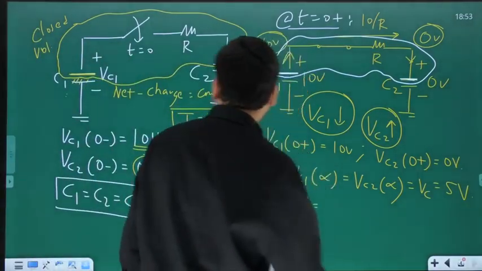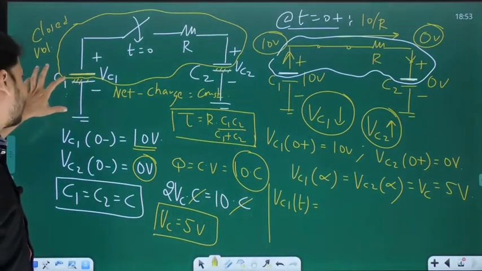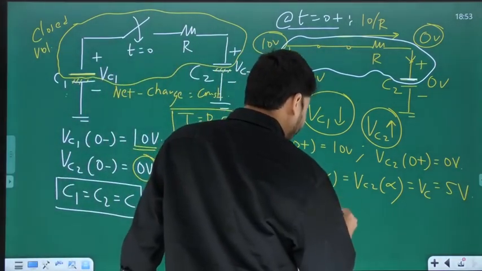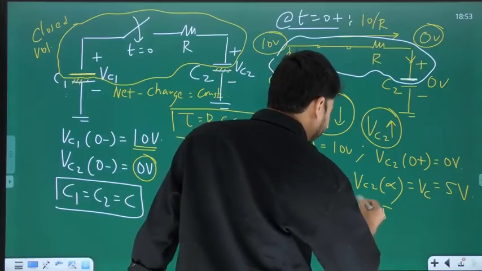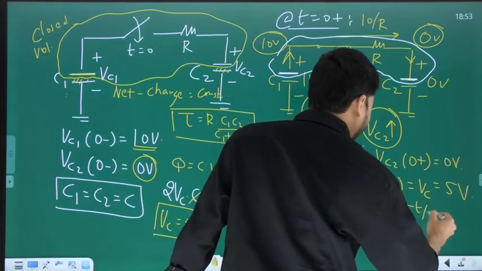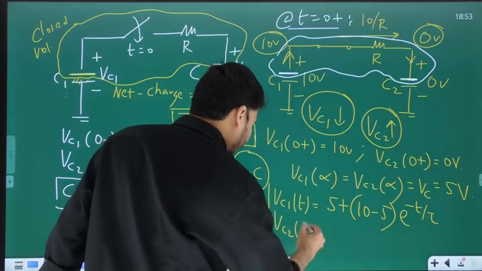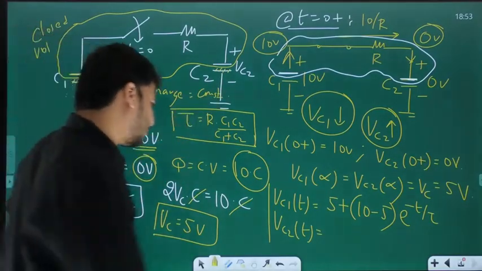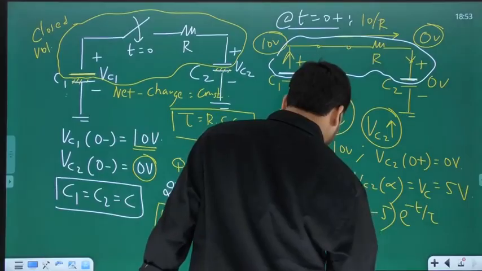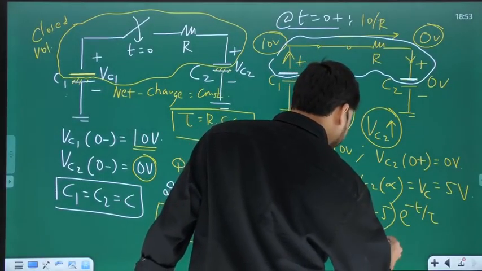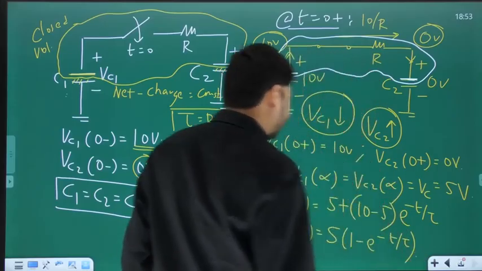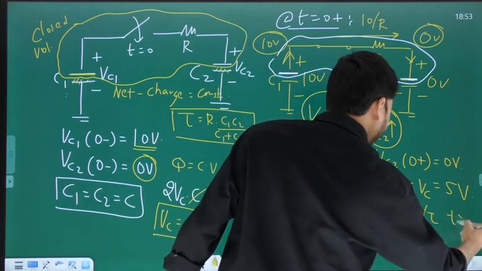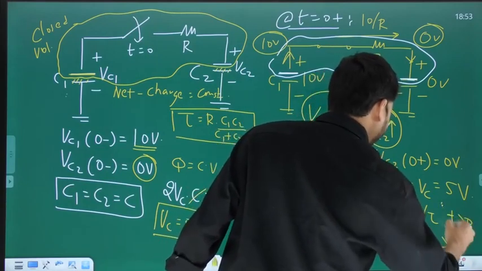Okay, so for Vc1 of t, what is final? It is 5. What is initial? It is 10. Final plus initial minus final. Final is 5. Initial is 10. Again minus final, minus 5, e to the power minus t by tau. In the same way, what is Vc2 of t? For Vc2, initial is 0, final is 5. Initial 0, final 5. It means 5 into 1 minus e to the power minus t by tau. That's all. Of course, both are valid for t greater than 0.